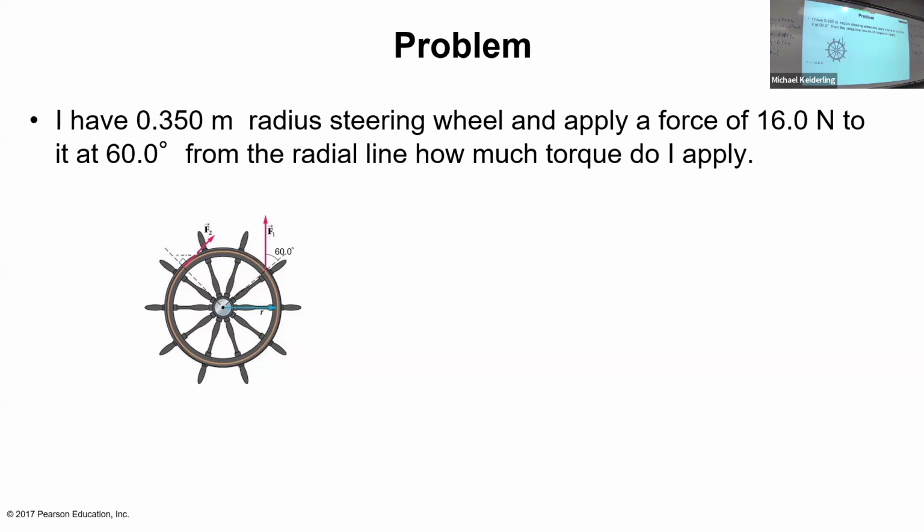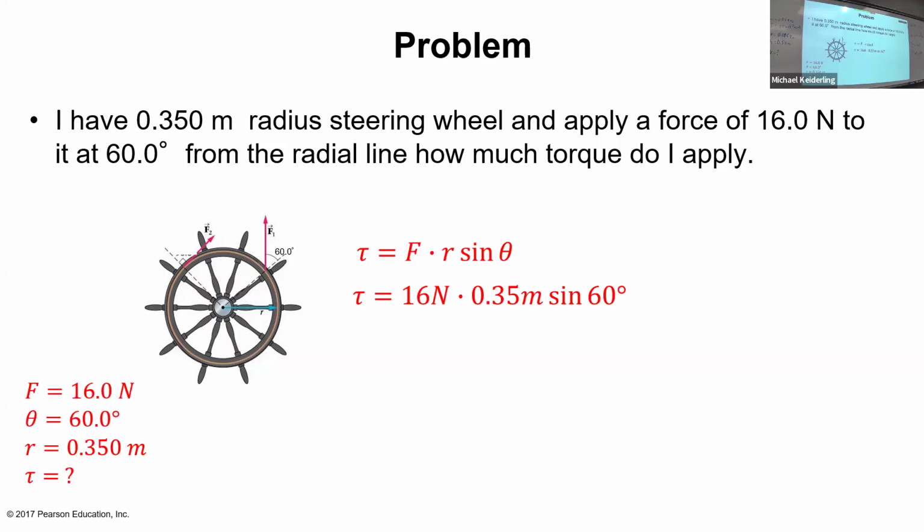So again, force is 16 newtons, theta is 60 degrees, the radius is 0.35 meters. We want to find torque. Force times radius times sine theta, 16 newtons times 0.35 meters times the sine of 60 degrees, comes out to 4.84 Newton meters. And it would be positive because this is force 1 in the picture because it's causing a counterclockwise rotation.